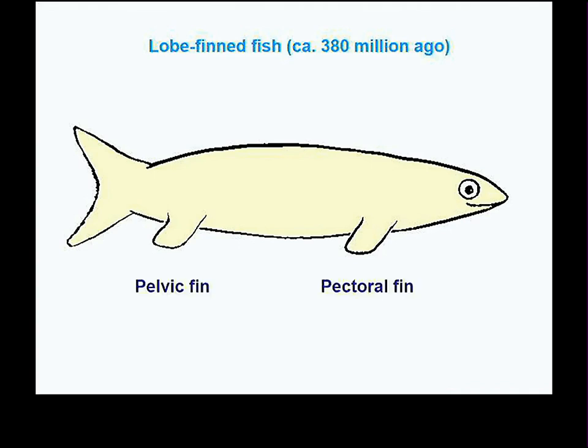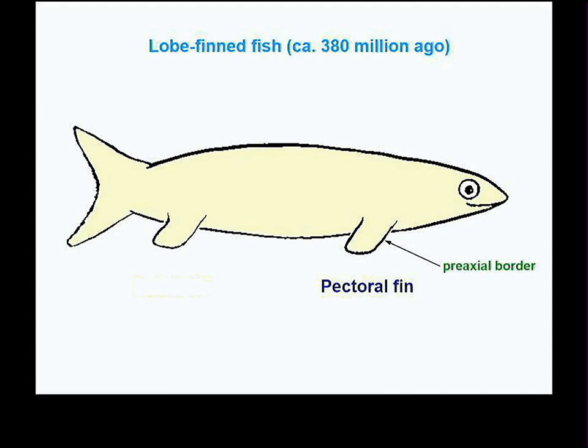Now, lobe-finned fish, as all fish, even the ray-finned fishes, have a fin up here towards the head called the pectoral fin, and a fin at the back towards the tail called the pelvic fin. We are not interested in the pelvic fin today because that will evolve into a lower limb, and there will be a separate lecture on that. We're only interested today in the pectoral fin, which will evolve into an upper limb.